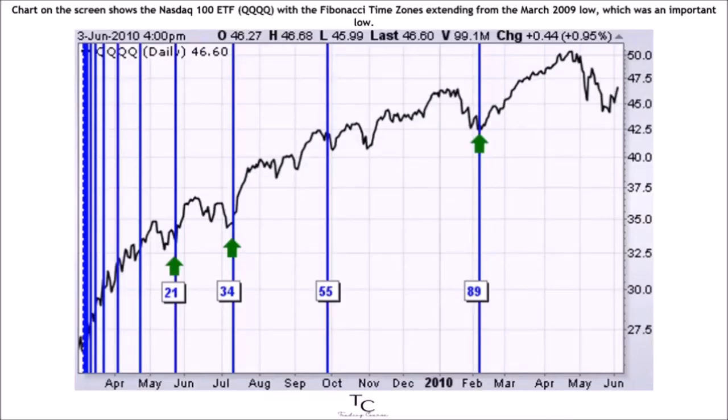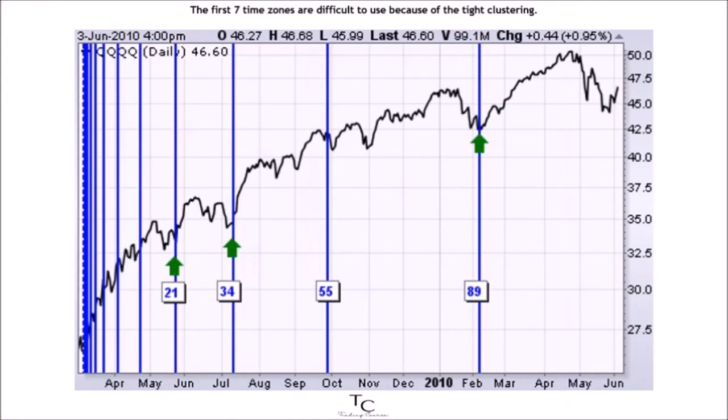The chart on the screen shows the NASDAQ 100 ETF, or QQQQ, with the Fibonacci time zones extending from the March 2009 low, which was an important low. The first 7 time zones are difficult to use because of the tight clustering. The sequence gets some breathing room starting with the 8th time zone, which is 21 days.